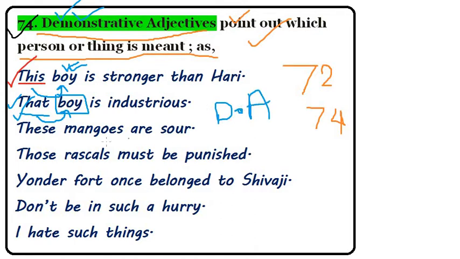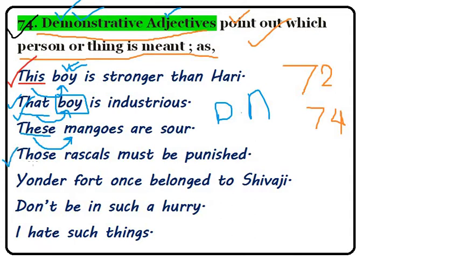Okay. Now the next one. These mangoes are sour. Okay. So here in this sentence, which is the adjective? These. And these is which kind of adjective? It is demonstrative adjective. Okay. It is describing the noun, that is mangoes here.